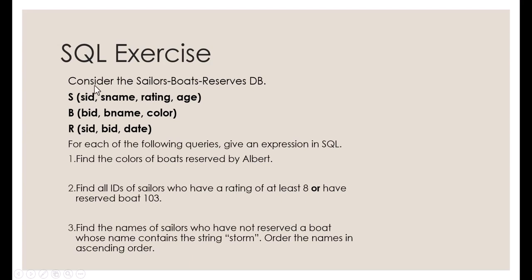So here I want to make sure that the SID, the sailor's ID from S, is equal to the SID from R, and the boat ID from B is equal to the boat ID from R. Then we're going to be calling S, comma B, comma R, joining all of those. What I want to look for here is the color. So I'm going to do select color from S, comma B, comma R, where S.SID is equal to R.SID, and B.BID is equal to R.BID. And the last one is reserved by Albert, so S.name is equal to Albert.